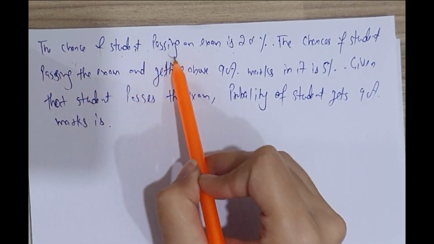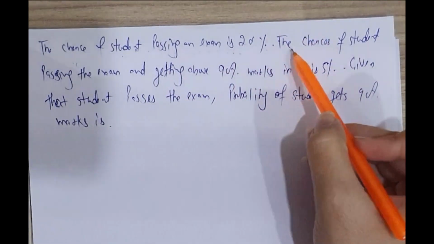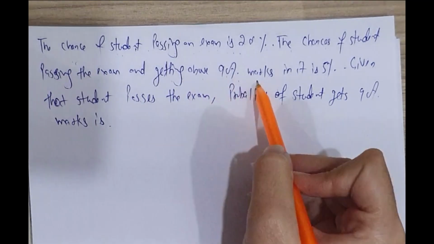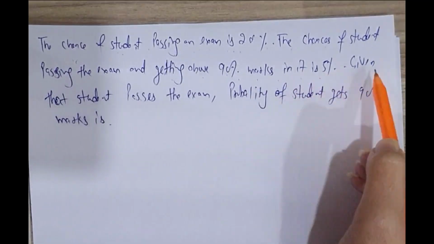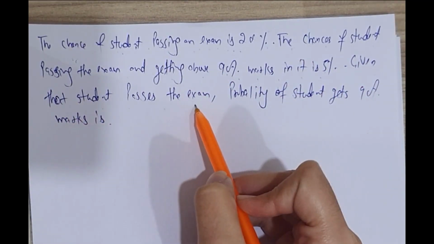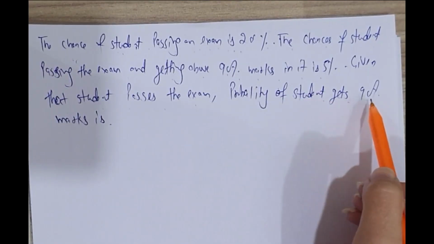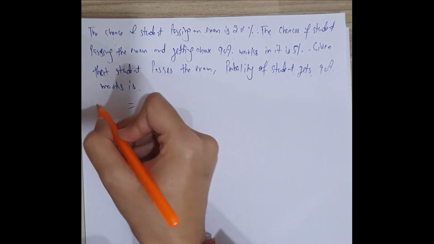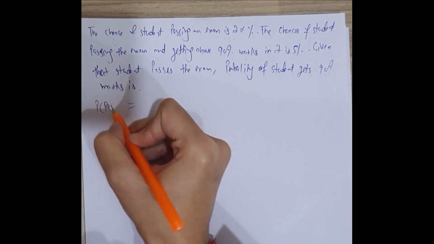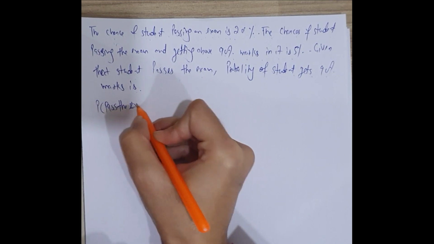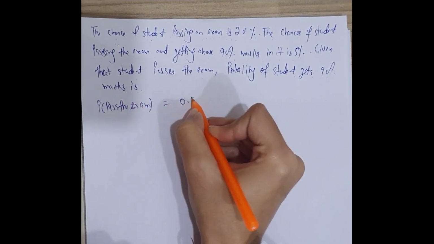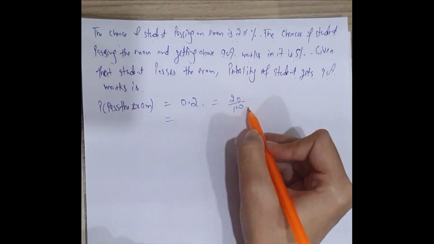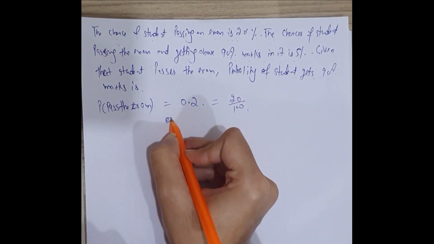The chance of a student passing an exam is 20%. The chance of students passing the exam and getting above 90% marks in it is 5%. Given that student passes the exam, the probability of getting 90% marks is... Here, chance of students passing the exam, probability of pass is 0.2. How do we find it? It's 20%, so this is how we find the probability.